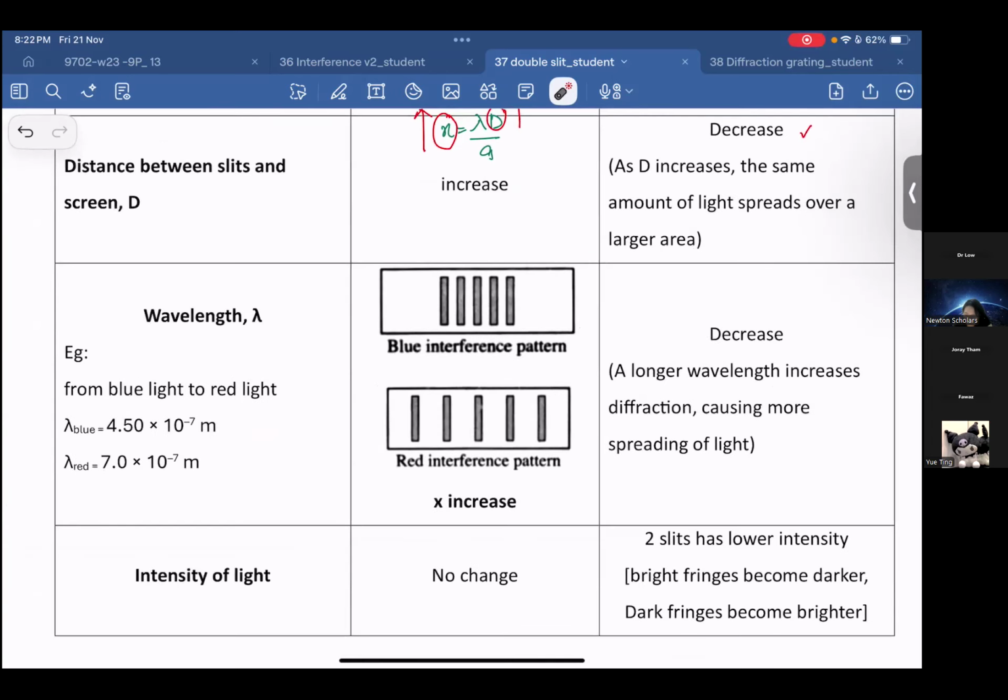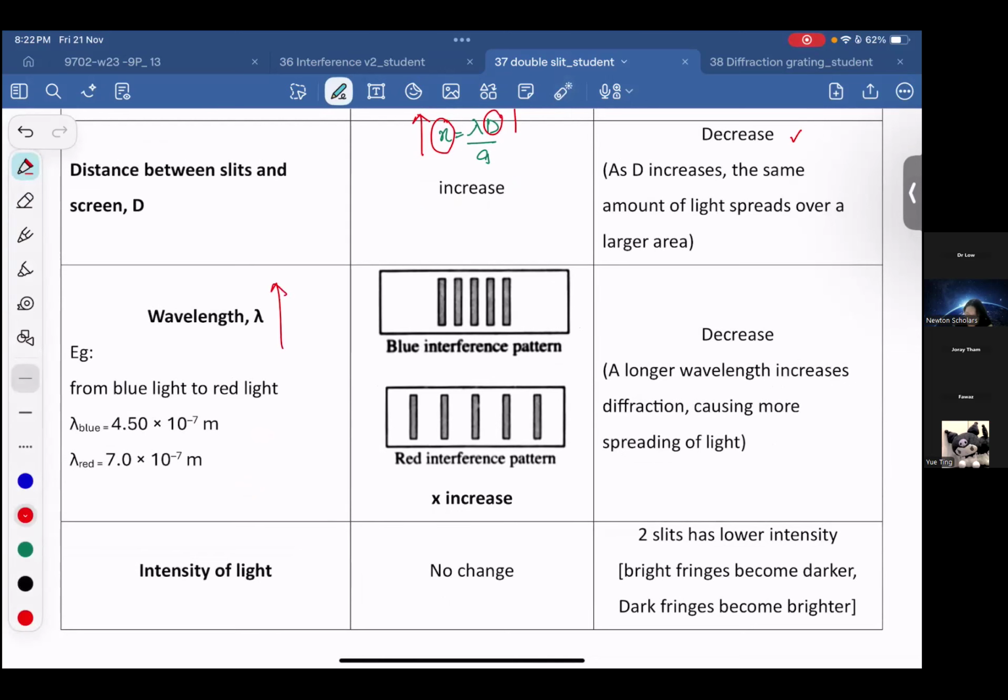Okay, here, if I increase my wavelength, so I make it red color. The wavelength for red color is actually longer. So again, using X equals wavelength times D over A, if my wavelength increases, my X, the distance between the fringes, also increases. Can you see that? Bright to bright fringes, X actually increases. From here to here, X is shorter. So wavelength increases, X increases.